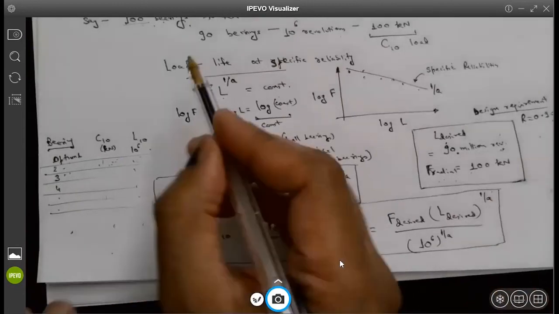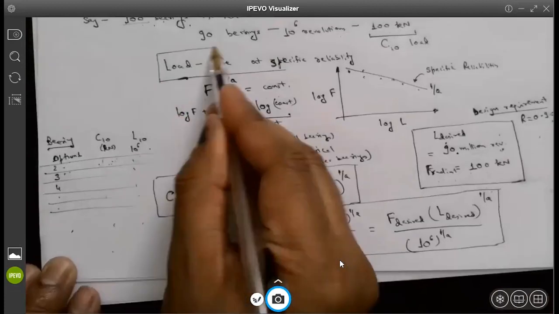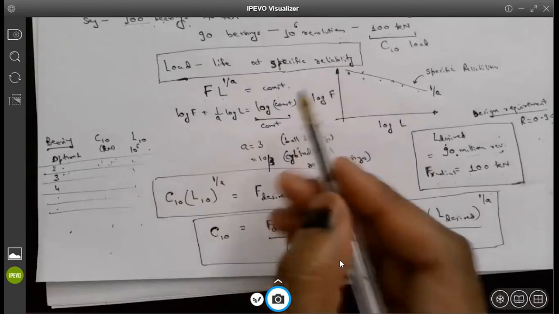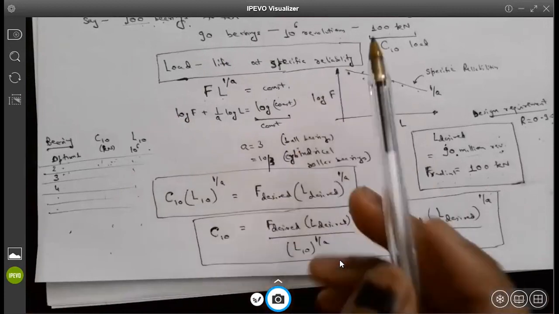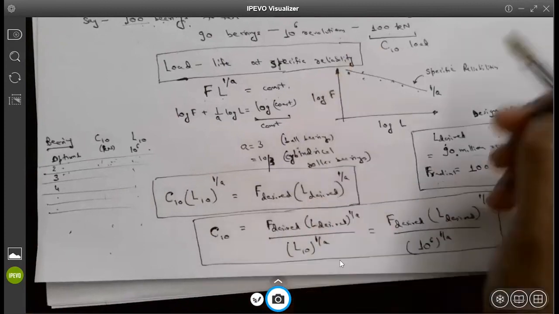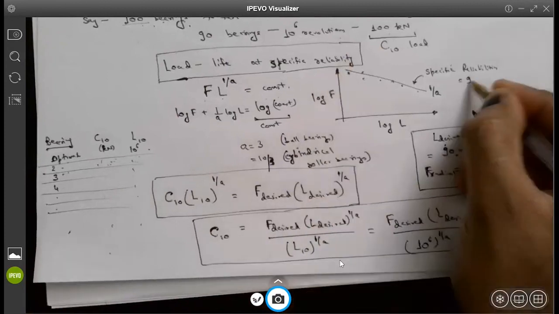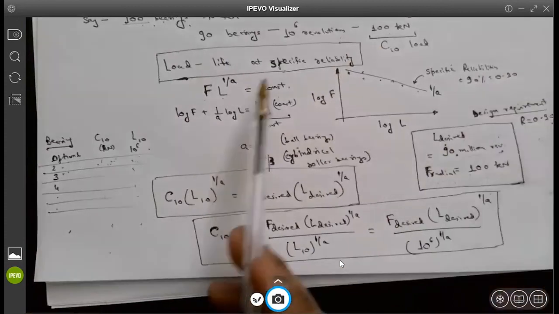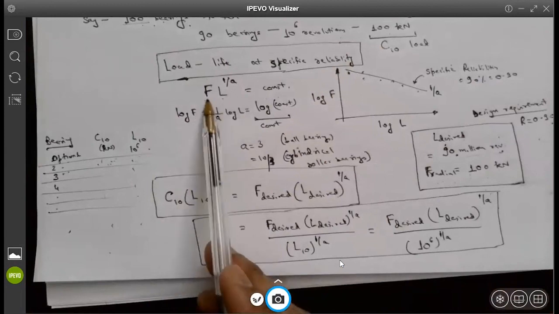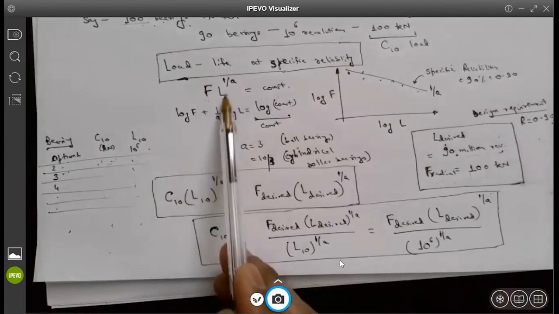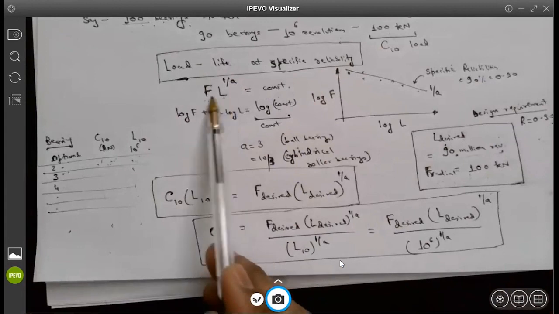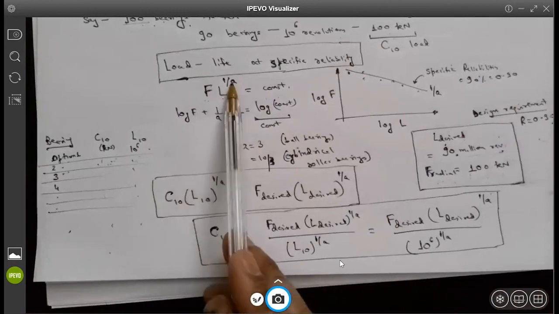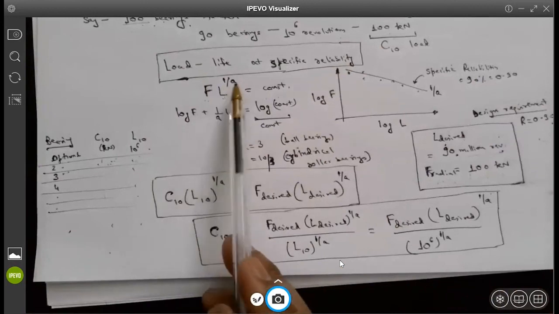Let me explain the steps of what I have done here. I said that for a given reliability, and I will define what I mean by reliability, assume for now that for a given specific reliability of, let's say, 0.9, I have a relationship between the radial load and the life in number of revolutions. That is given by F times L raised to the power 1 over a equals a constant.